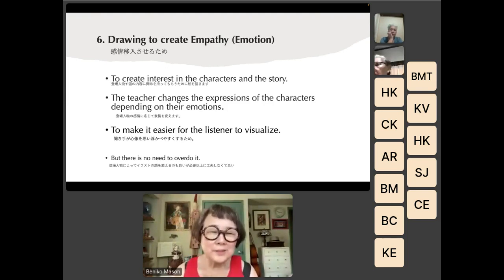Okay. And then, to make it easier for the listener to visualize. But there is no need to overdo it. A lot of teachers have said that I am not a very good artist. I cannot draw. But students are not expecting the teachers to be a cartoonist or an artist. Students are not expecting the teacher to be a professional storyteller.